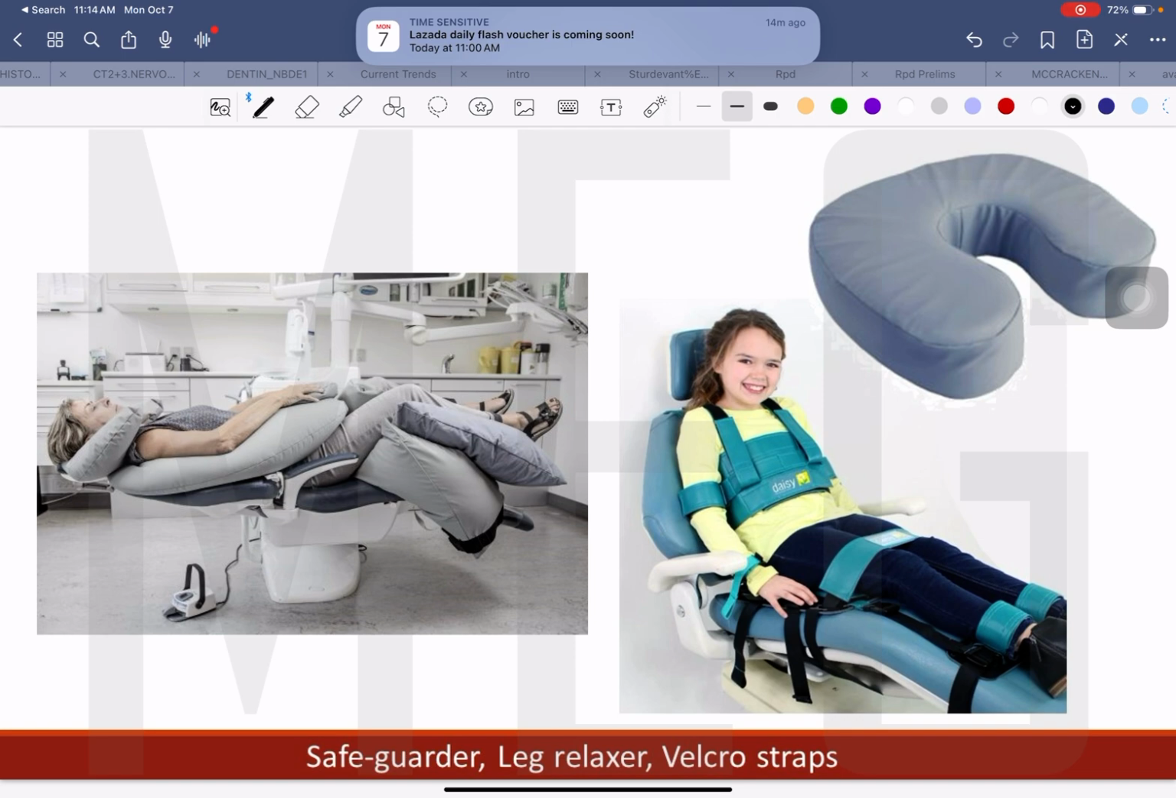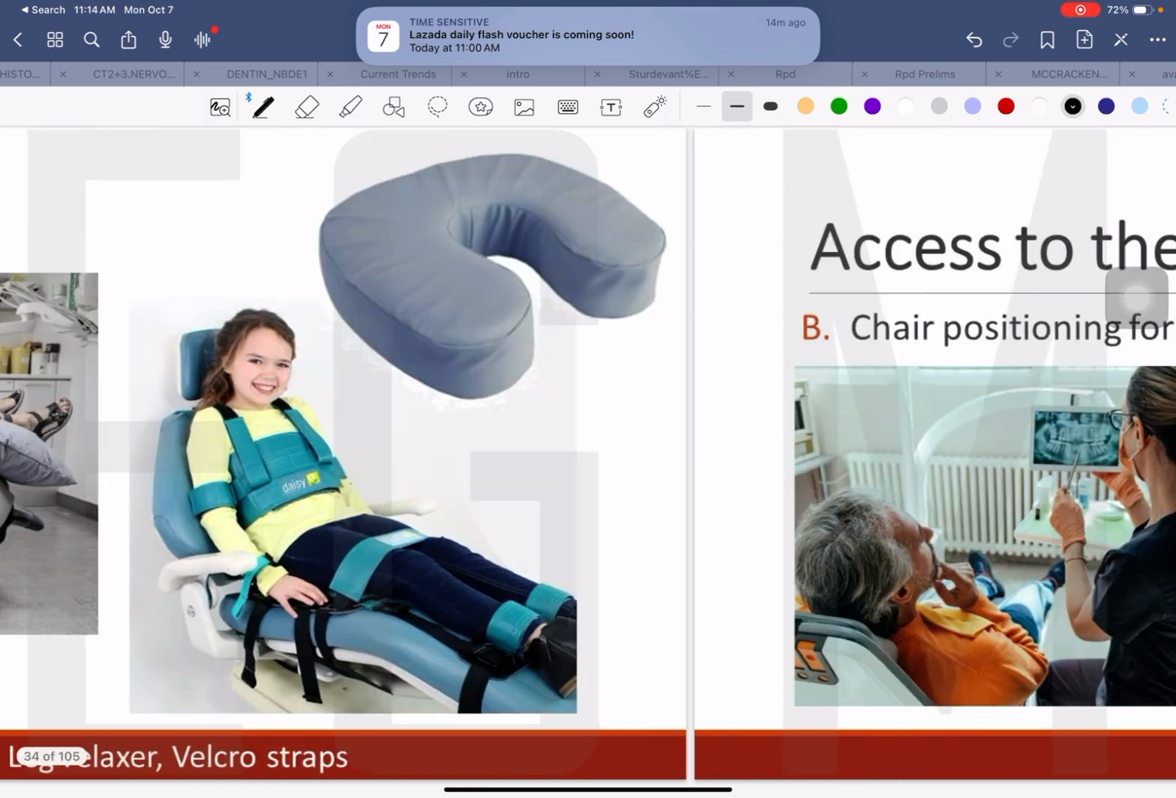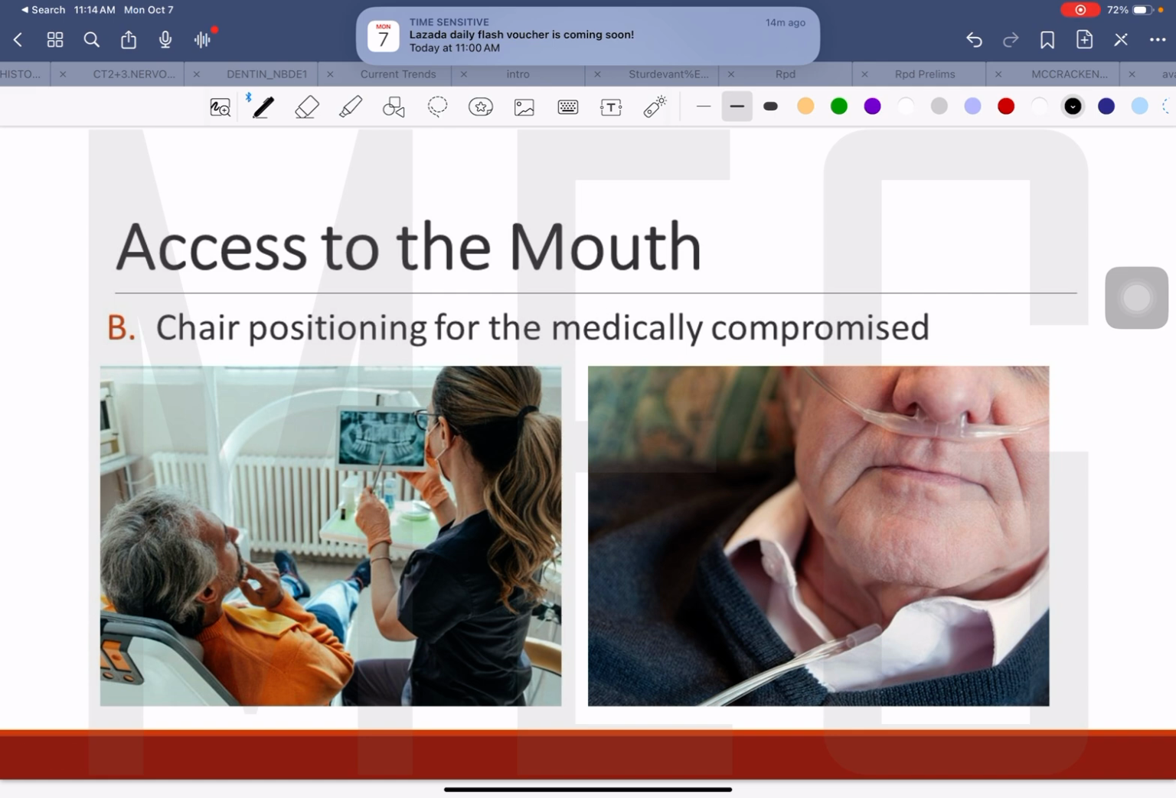Then chair positioning for medically compromised. Especially for COPD patients or any patients with breathing problems or congested conditions, like there are some cardiac conditions which are considered congested, meaning they have problems in breathing. Don't lie them in a supine position. What is the best position? Semi-supine or the 45-degree position or sitting position. Or you can add oxygen to the patient for breathing.